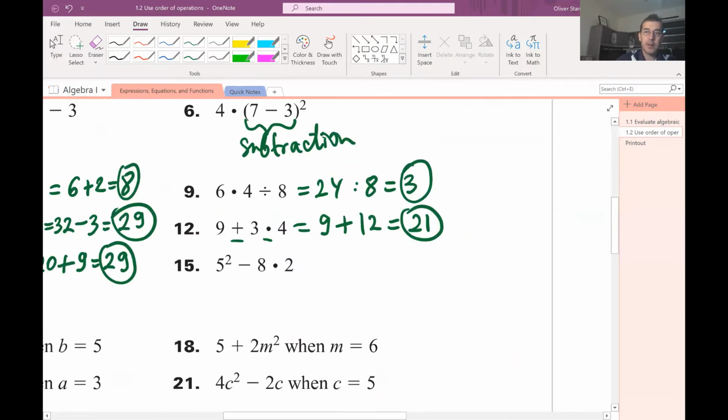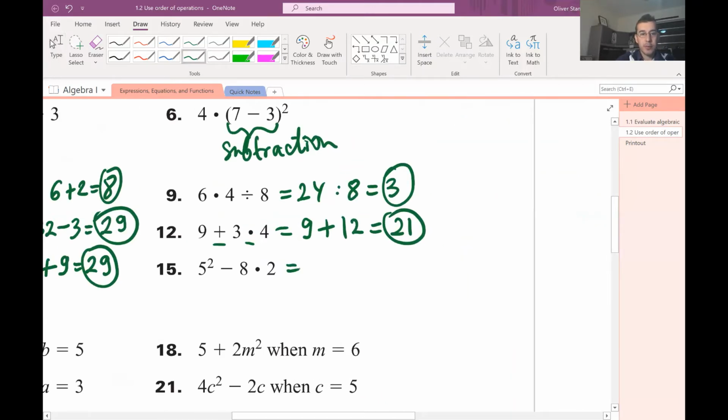Okay. Next one, we have powers, we have subtraction, we have multiplication. Powers is the first one. So 5 times 5, which is 25. 25 minus 8 times 2. Now, which one? Subtraction or multiplication will be done first? Multiplication. Okay, so 25 minus, what is 2 times 8? 16. And this would be 9.